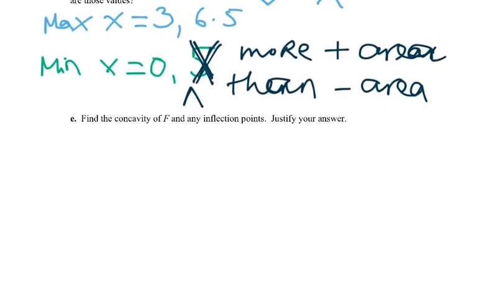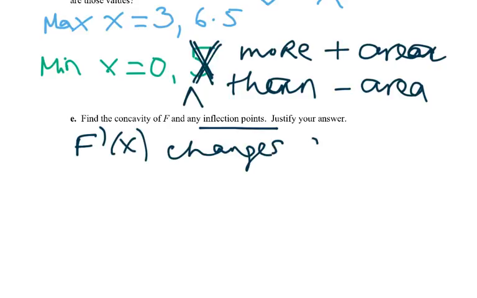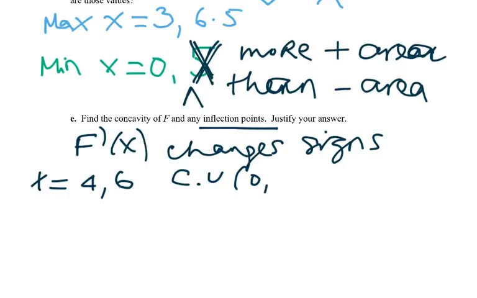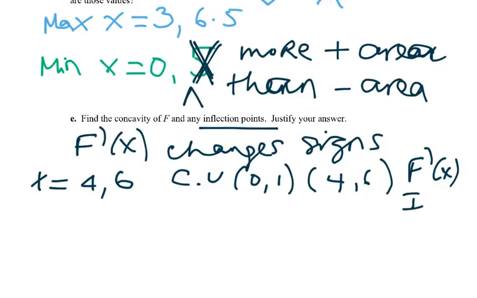Concavity and point of inflection. Point of inflection is when f prime is changing sign. So let's look at the graph to see when the graph is changing the slope. We will see that it's changing at x is 4 and when x is 6. So concave up is from 0 to 1 and 4 to 6, because if you look, the function f prime of x is increasing.